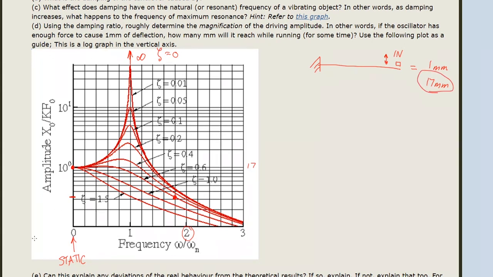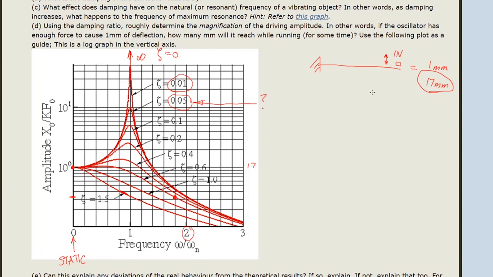Now, the reason we have a set of curves is depending on the amount of damping. So this first one here, we have 1.5, that's very high damping. And the very low one here is 0.01, that's got very little damping in it. So we probably have a fairly low damping situation. So let's say we were 0.05 when we calculate our number. Let's say that was us, right? So maybe, just having a guess.